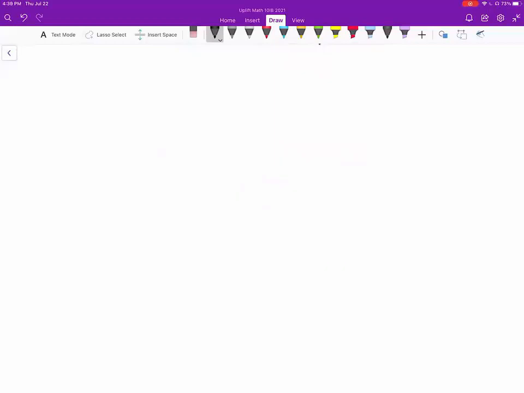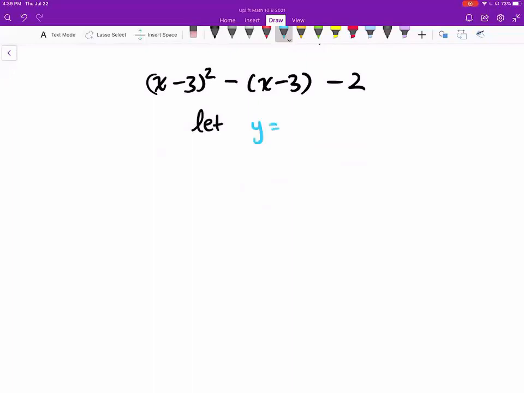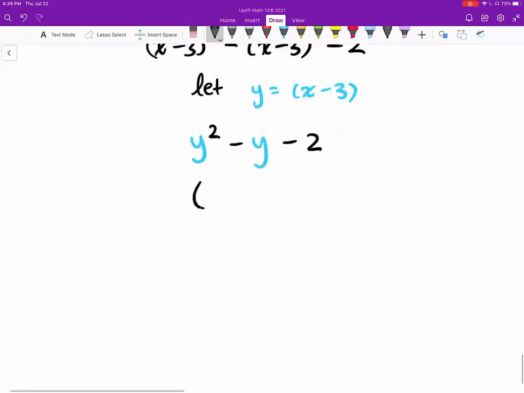We got x minus 3 squared, subtract x minus 3, and subtract 2. It looks messy right now, but we can replace it with a variable. So we can let y equal x minus 3. And then we just substitute y in wherever x minus 3 appears. We have y squared minus y minus 2. And then we could do y plus a and y plus b.